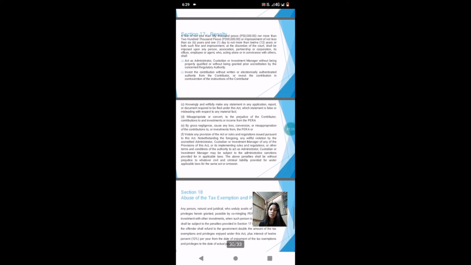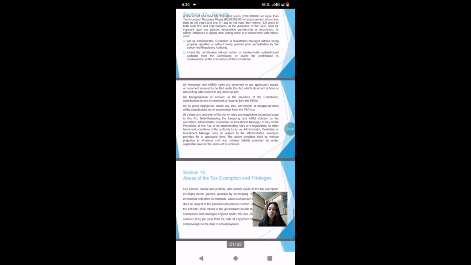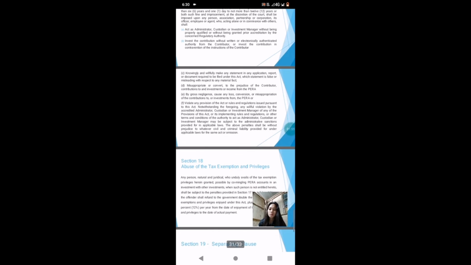knowingly and willfully make any statement in any application, report, or document required to be filed under this Act, which statement is false or misleading with respect to any material fact; misappropriate or convert to the prejudice of the contributor contributions to and investments or income from the PERA; by gross negligence, cause any loss, conversion or misappropriation of the contributions to or investments from the PERA; or violate any provision of the Act or rules and regulations issued pursuant to this Act.